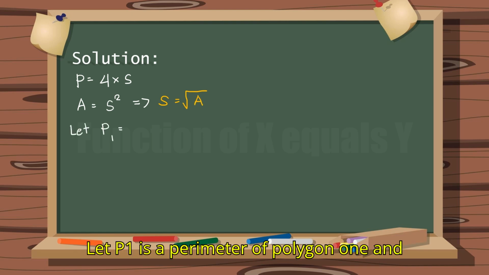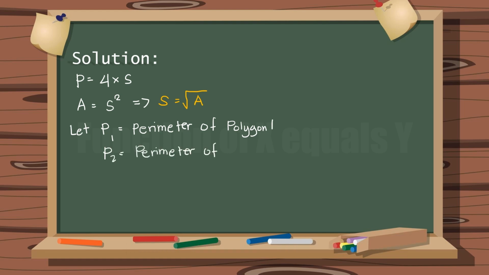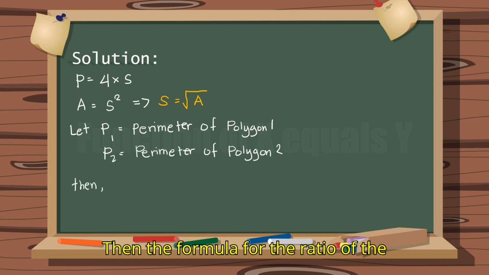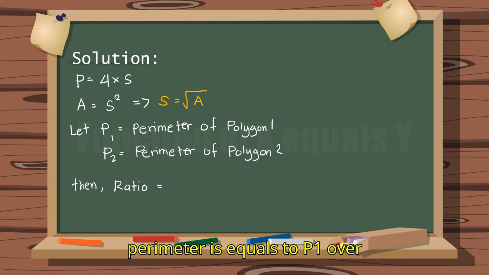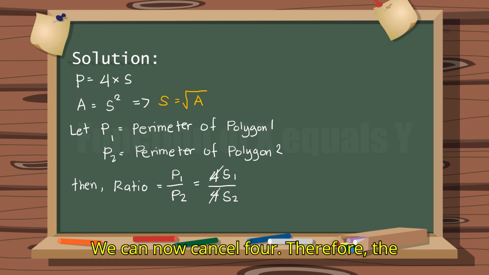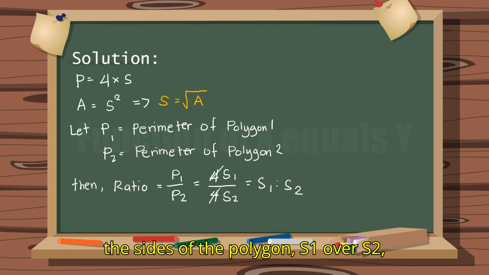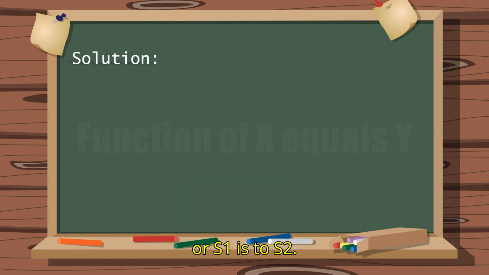Let P1 be the perimeter of polygon 1, and P2 be the perimeter of polygon 2. Then, the ratio of the perimeters is P1 over P2, which is also equal to 4S1 over 4S2. We can now cancel 4. Therefore, the ratio of perimeters, P1 over P2, is equal to the ratio of the lengths of the sides of the polygons, S1 over S2, or S1 is to S2.